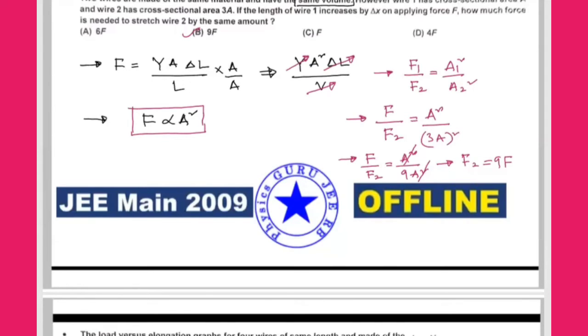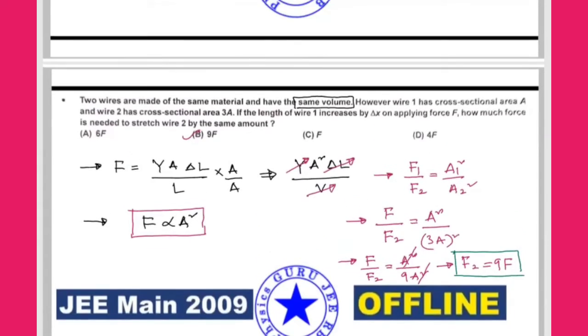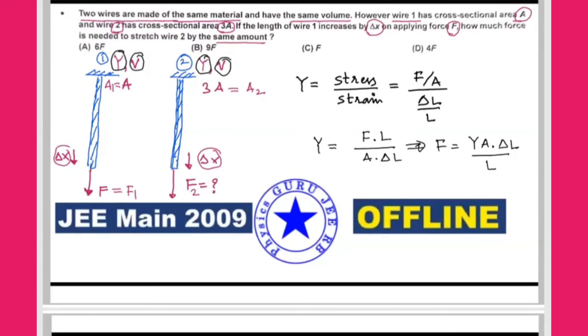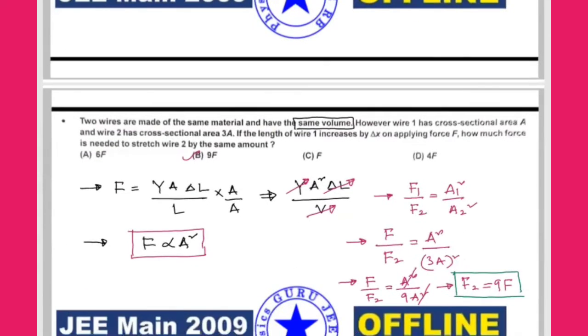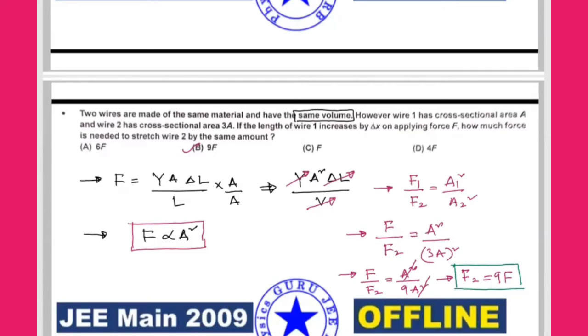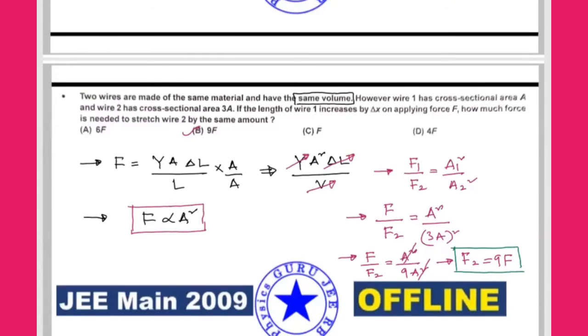Hope this is clear to you. F2 equals 9F. So what concepts did we use here? According to the given data, we used Y equals stress divided by strain, and simply substituted there. I multiplied and divided with the area to get the volume, because volume is constant. Then only I can write F proportional to A square. Hope this is clear.